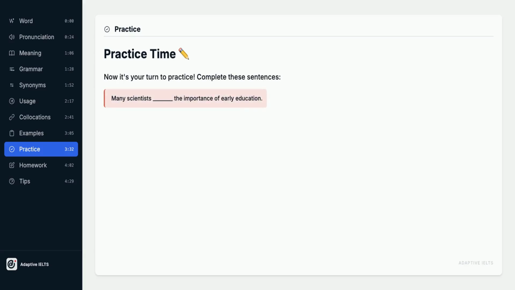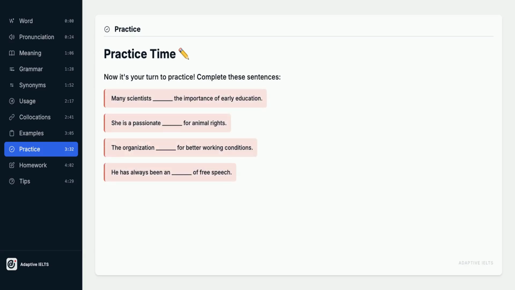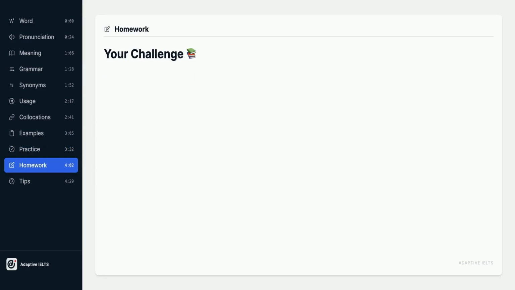Now it's your turn to practice. Complete these sentences. 1. Many scientists blank the importance of early education. 2. She is a passionate blank for animal rights. 3. The organization blank for better working conditions. 4. He has always been in blank of free speech. 5. Experts blank a balanced approach to healthcare. Answers. Advocate, advocates, advocate.